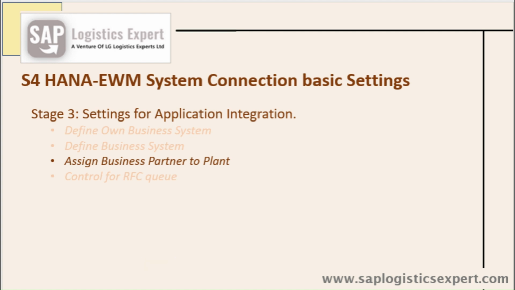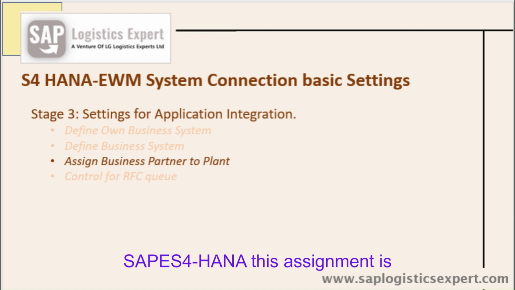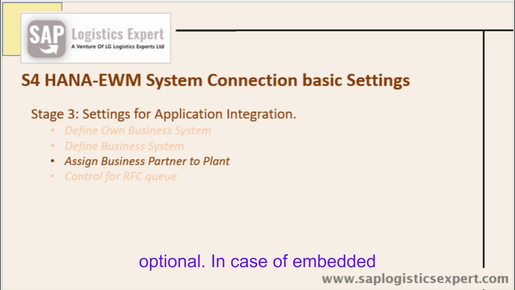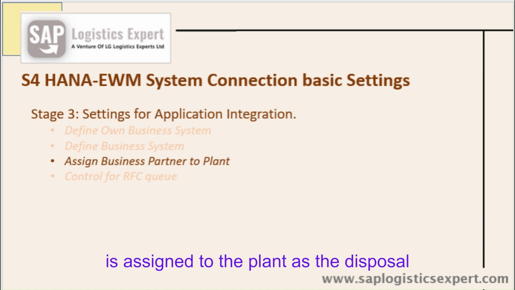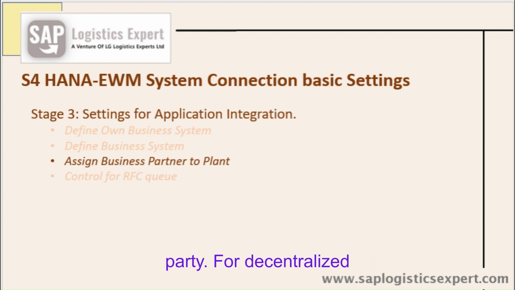For embedded EWM in SAP S/4HANA, this assignment is optional. In case of embedded EWM, system uses the business partner in the vendor role that is assigned to the plant as the disposal party. For decentralized EWM, this assignment of a disposal party to a plant is mandatory.